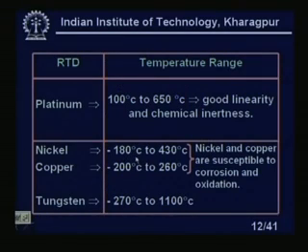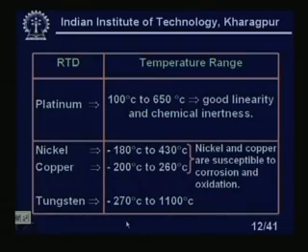Nickel can go from minus 180 degree centigrade to 430 degree centigrade and copper from minus 200 degree centigrade to 260 degree centigrade, and nickel and copper are susceptible to corrosion and oxidation. This is the problem with nickel and copper, but you can use them in some situations. Platinum is quite expensive also. If you use a large number of measurements, I have to manage with nickel and copper, and in that type of situation I have to use a sheath material, or put the entire RTD in a well, so that it will be protected from the environment. Or instead I can use tungsten also, which is rather newer, from minus 270 degree centigrade to 1100 degree centigrade.